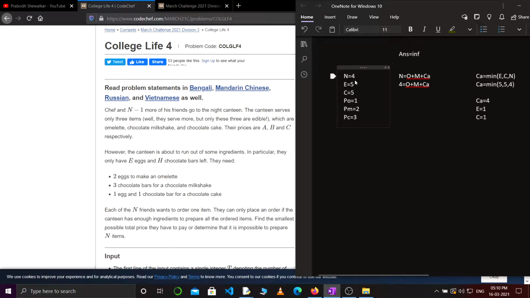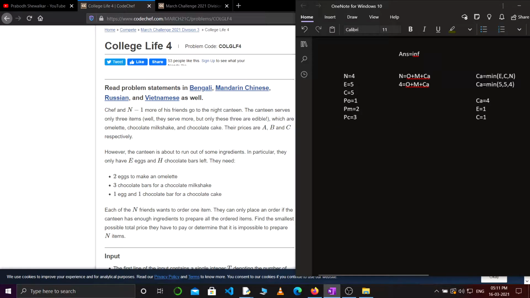So let's take an example so that it will be clear to you what I am saying. In this example, we have to order 4 items. Then number of eggs are 5, number of chocolates are 5, price of omelette is 1, price of milkshake is 2, and price of cake is, let's say, 3. So our equation is number of items, that is n, equals number of omelettes plus number of milkshakes plus number of cakes. In this case the number of items that we have to order is 4.